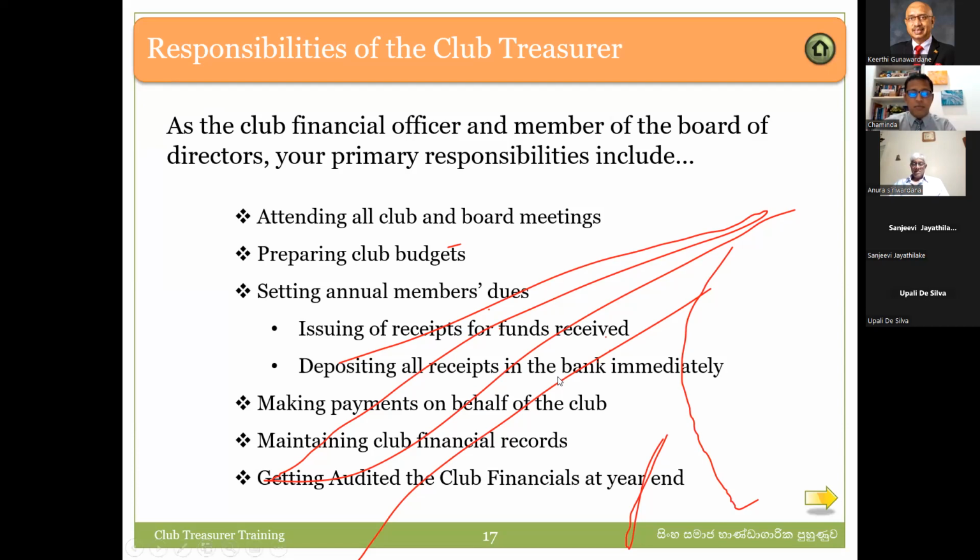Then making payments on behalf of the club. That is your responsibility. Maintaining club financial records. Your key responsibility. Then getting the financials audited at the year end.